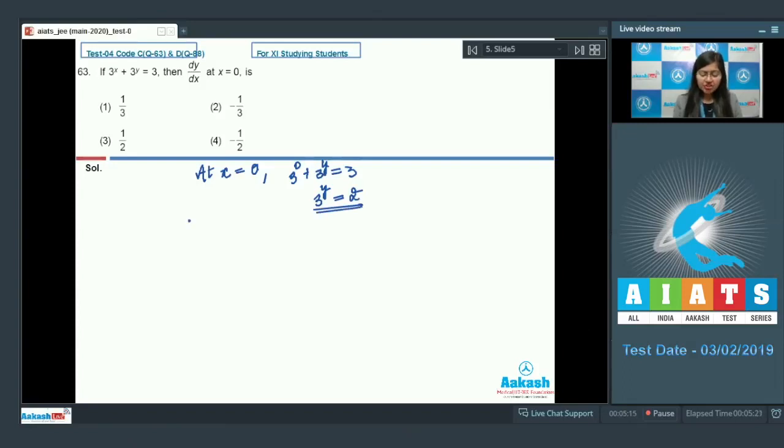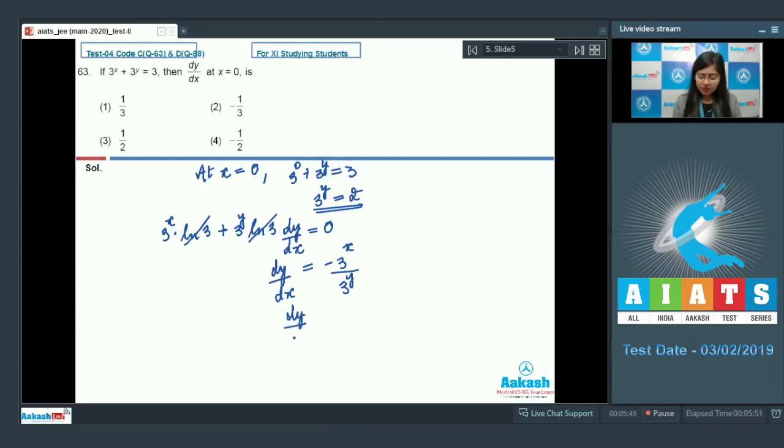Now, differentiating the given equation, we can write 3 raised to the power x into ln 3 plus 3 raised to the power y into ln 3 into dy by dx is equal to 0, right? So, taking ln 3 common, this can be cancelled. So, we can say that dy by dx is equal to minus 3 raised to the power x upon 3 raised to the power y.